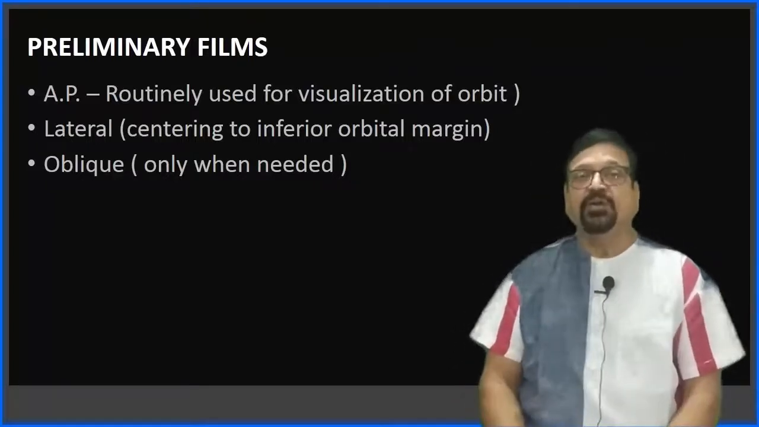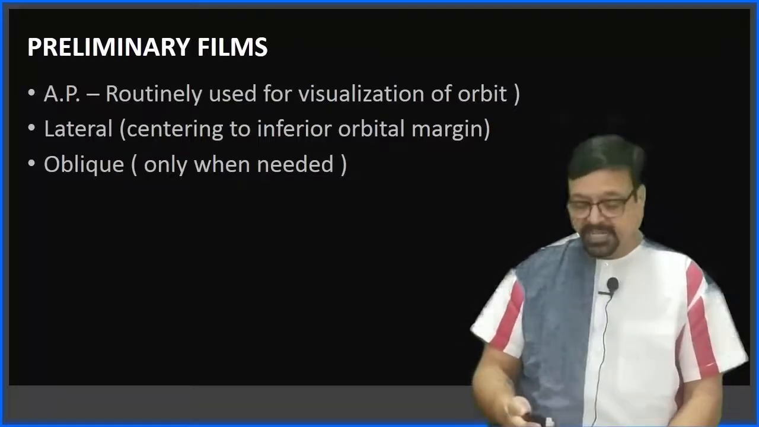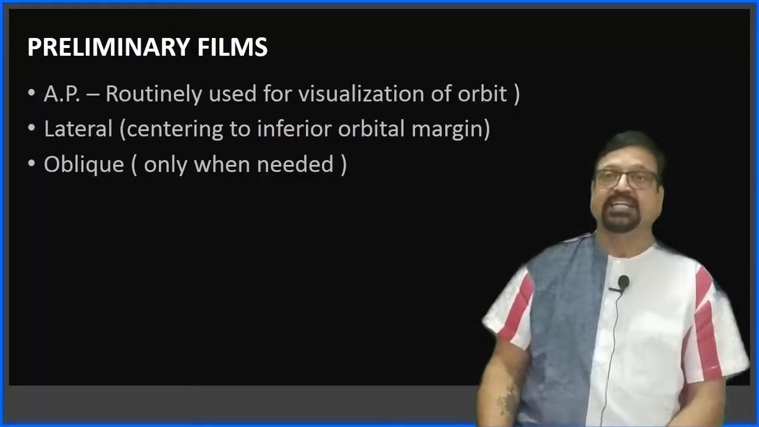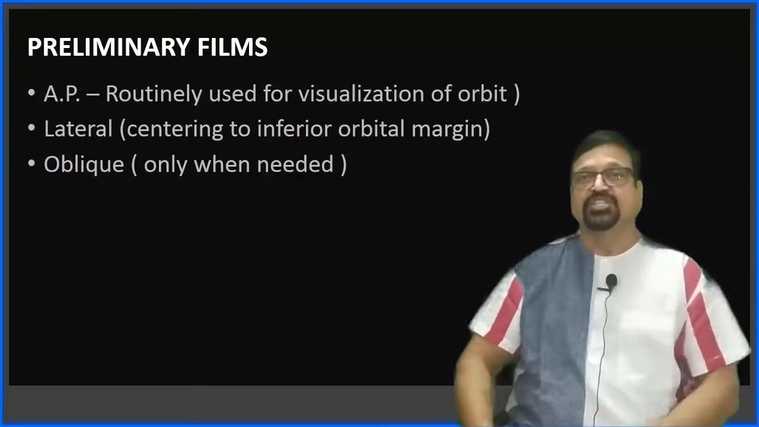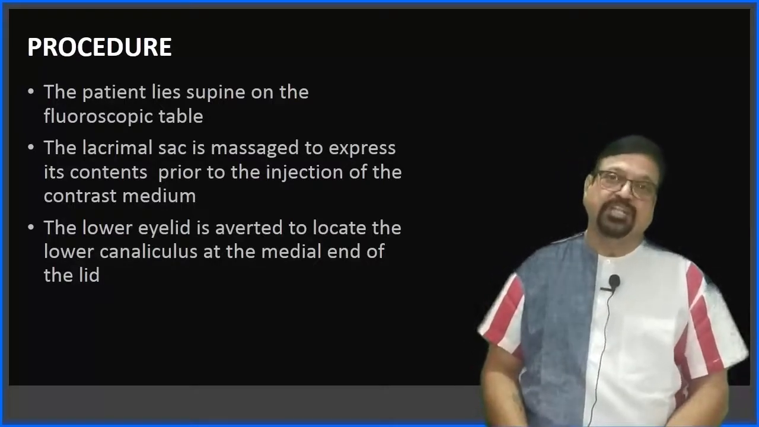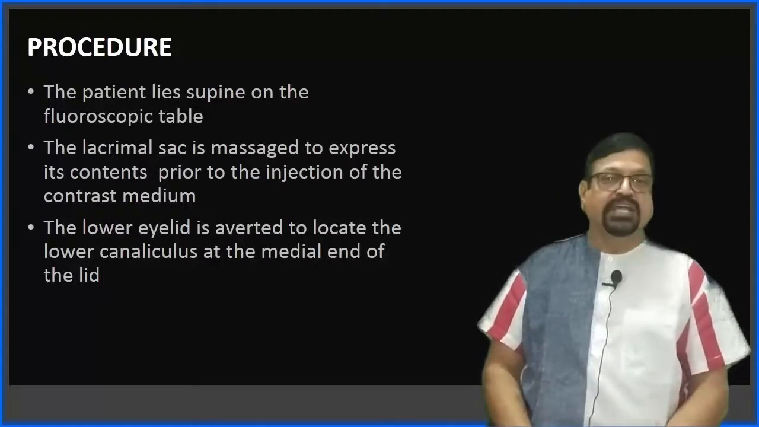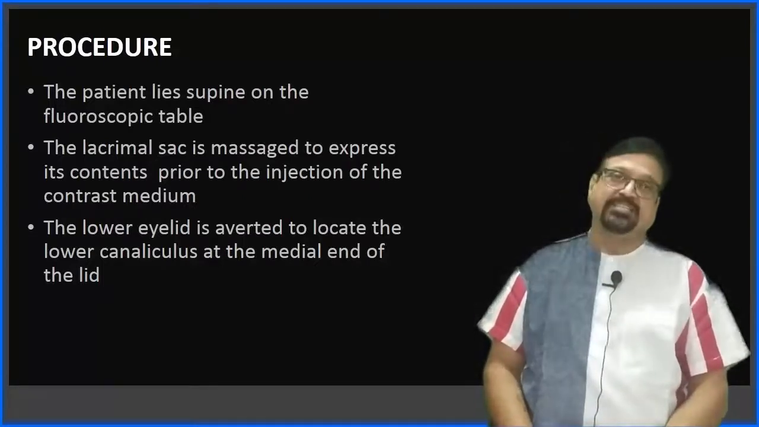Lateral usually we are not using. Oblique, yes, we use when we are in doubt of visualization or when we want to know more details, especially if there are fractures. Now let us start the procedure. The patient is asked to lie in supine position on the fluoroscopy table in some centers. In our center, we have stopped using fluoroscopy since the last couple of years.